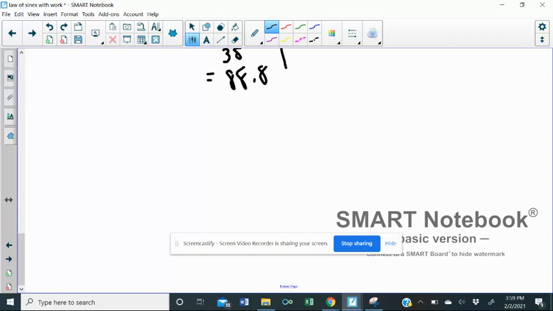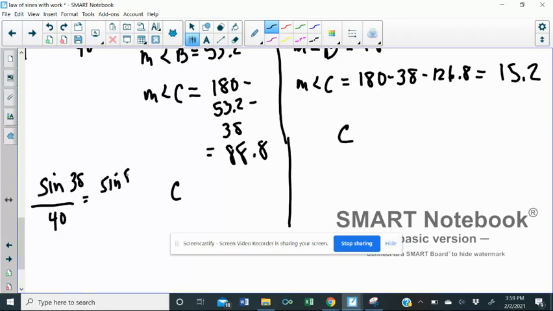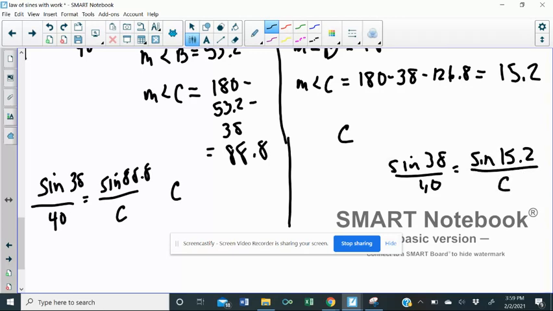Now, unfortunately, you're not quite done. All right, you still have to find little c. And again, use your law of sines with your original. Same thing over here, sine of 38 over 40 is equal to the sine of 15.2 over c. And that's how you're going to find out your little c. All right. So really just an extra step of work here.